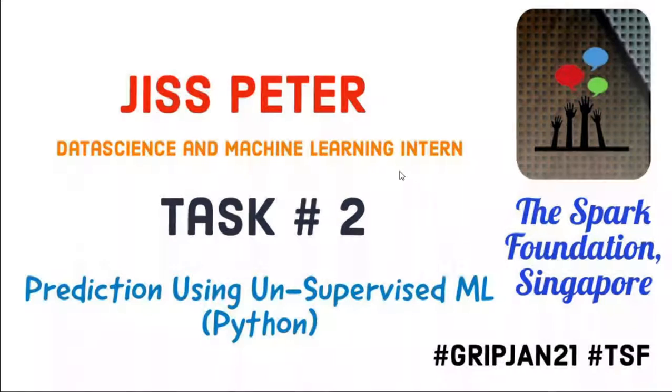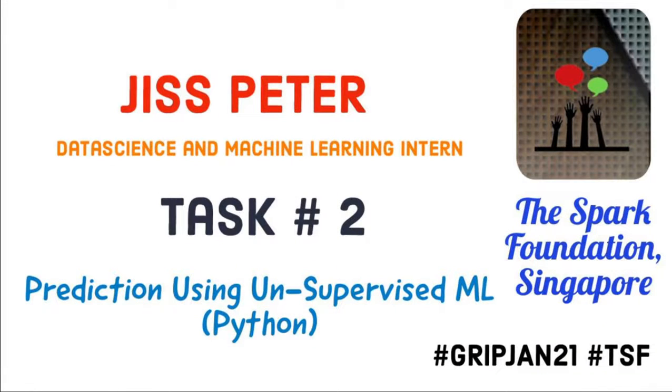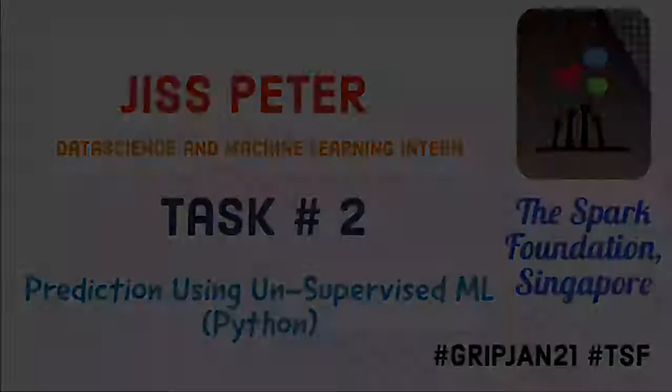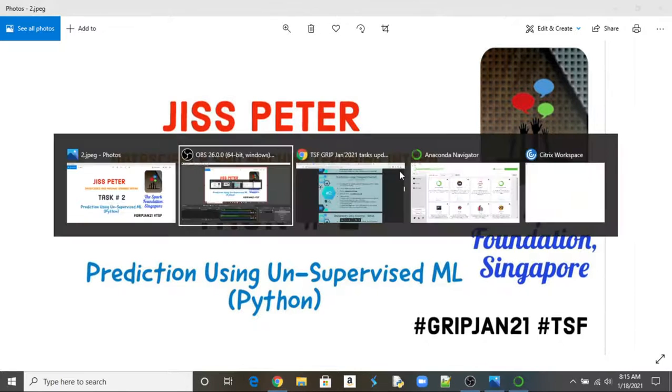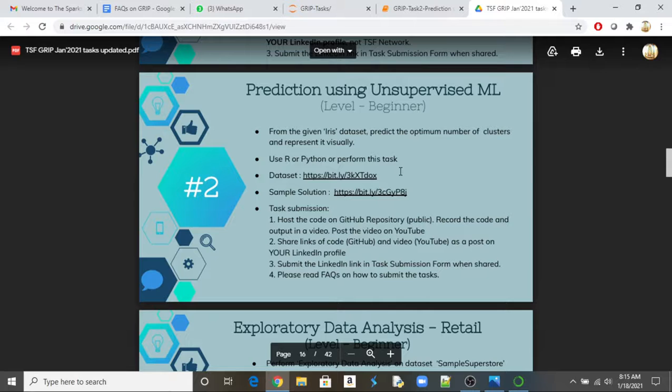Currently, I'm working as a data science and machine learning intern with the Spark Foundation in Singapore. I have prepared this video to explain Task 2, which I have done as a part of the Grand Jan 2021 batch. This task is to do prediction using unsupervised machine learning. In this case, I have used the Python language. Now let me walk you through the problem statement.